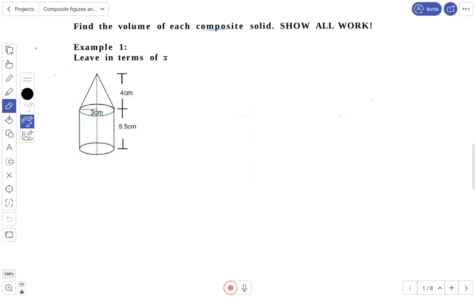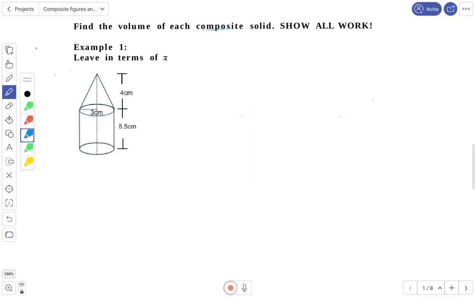So finding the volume of a composite solid is very similar to finding the area of an irregular shape. Volume of a composite solid is where you have a shape that you don't necessarily have a particular formula for. Okay, so what you try to do is split it up into different shapes that you do know how to find the volume of.